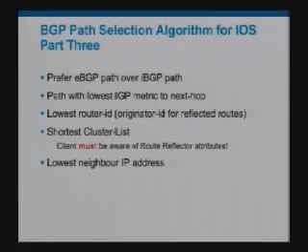Cluster list I'll come to with the route reflector a bit later on. Finally, lowest neighbor IP address, definitely very scary. That's the IP address of the neighboring router, and that probably will change. In any growing network, your neighboring address will change. So having a path selection depending on neighbor address is probably not so good. And that's pretty much it.